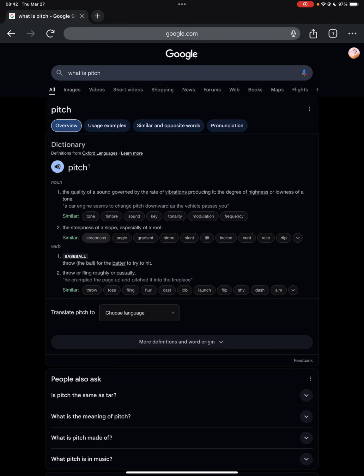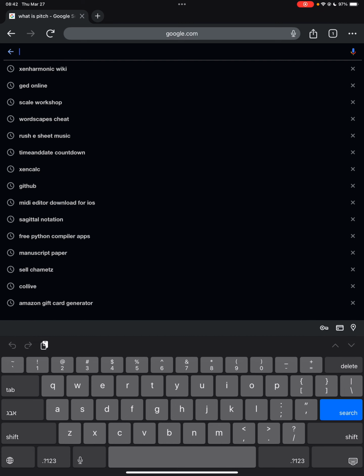So Google says that pitch has a few definitions, but we are talking about specifically the quality of a sound generated by the rate of vibrations producing it, the degree of highness or lowness of a tone. That means that basically pitch is like how high or low the note is.